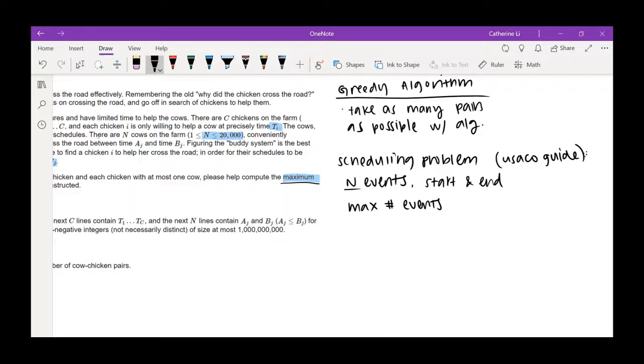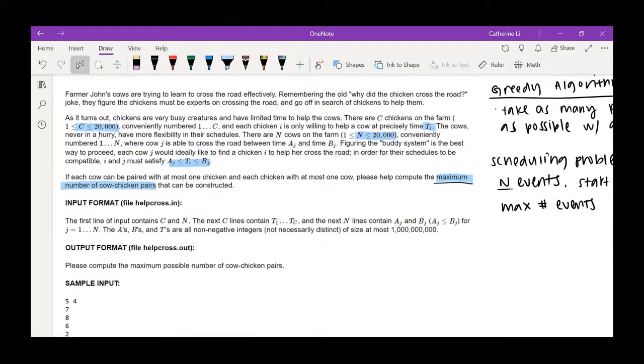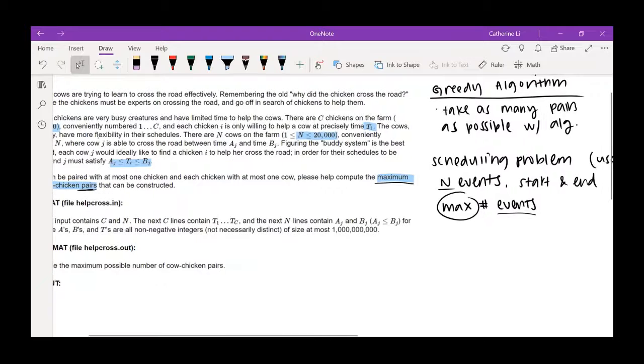You can probably see the parallels between these two problems, in that we have these events, which would be crossing the road in the USACO problem, and then we're trying to find the maximum number of these events, which would be a pairing to cross. And of course, we're maximizing it.